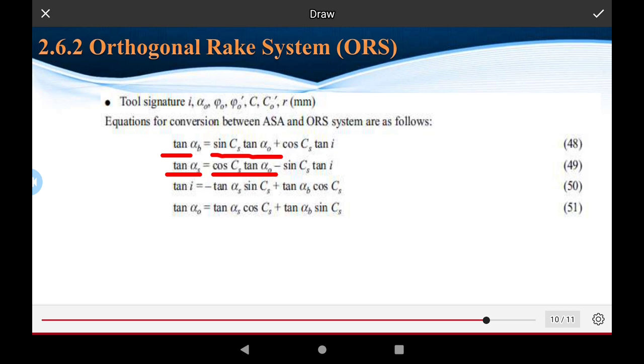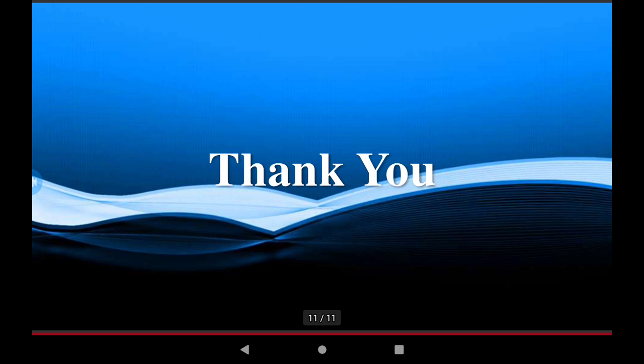This has the same values, written with minus sin cs. Tan i equals minus tan alpha cs minus sin cs plus tan alpha b, the base plane rake angle, and cos cs. Tan alpha naught is equal to tan alpha s, the shear angle, and cos cs for tan alpha b into sin cs. This is all. Thank you so much.